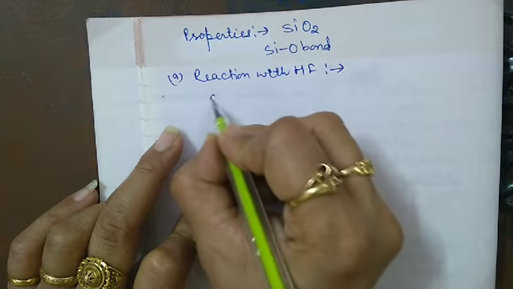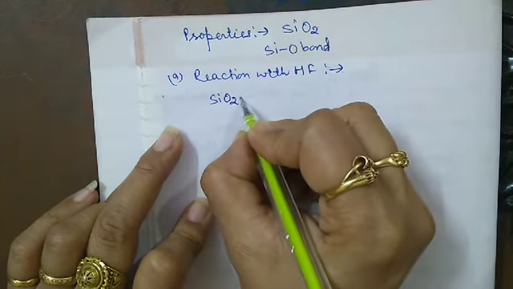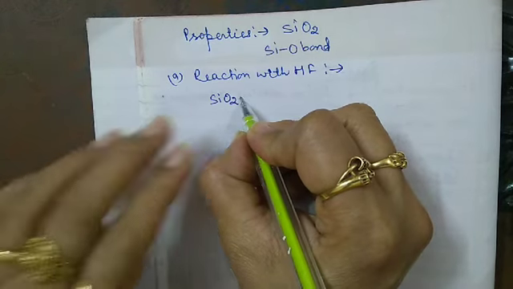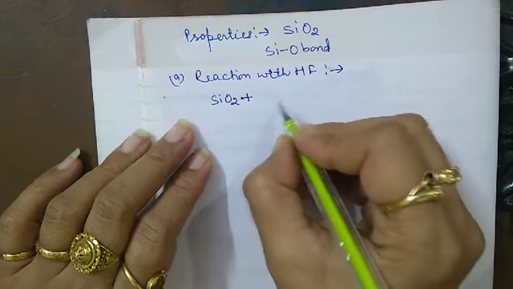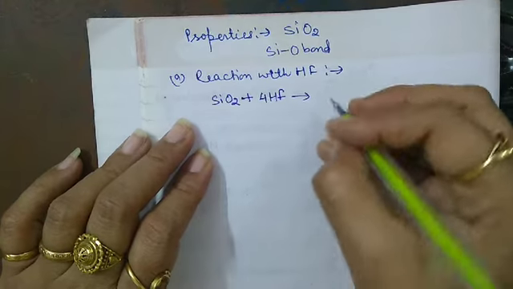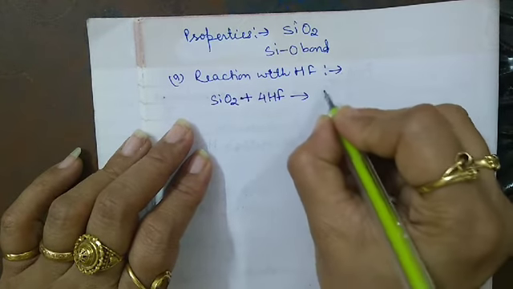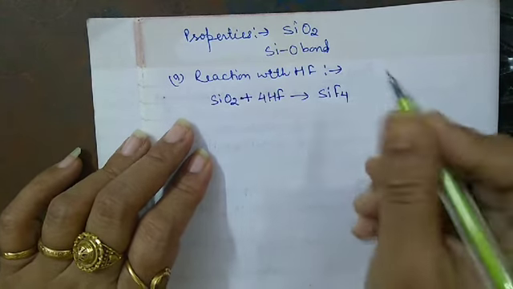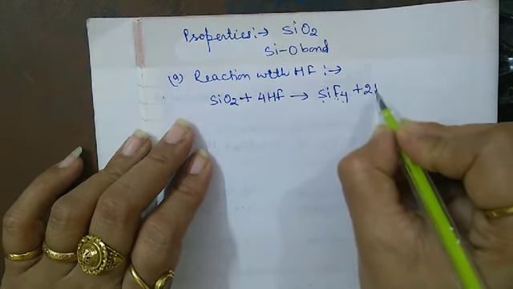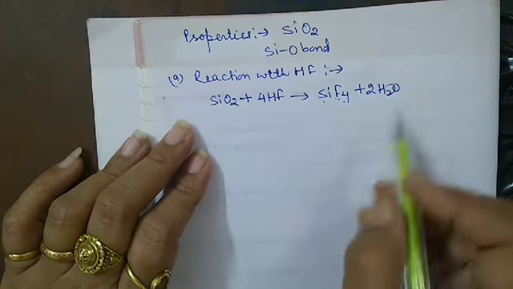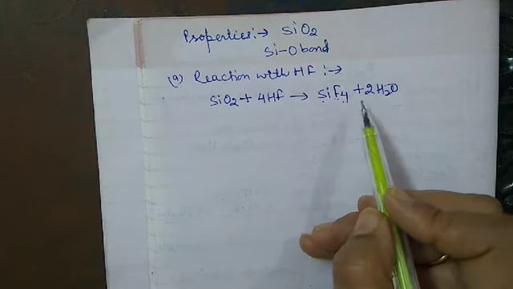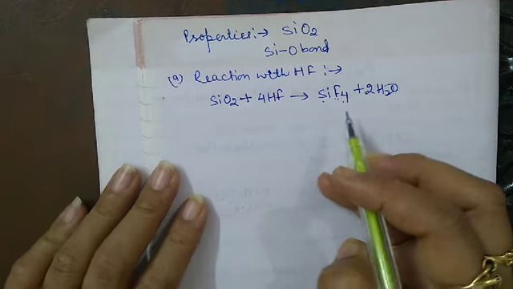So silicon dioxide is insoluble in water and in all the acids except hydrogen fluoride. When it combines with hydrogen fluoride, it forms SiF4, that is tetrafluorosilane, with the formation of water. So this is the reaction. This is the way the silicon dioxide reacts with the hydrogen fluoride.